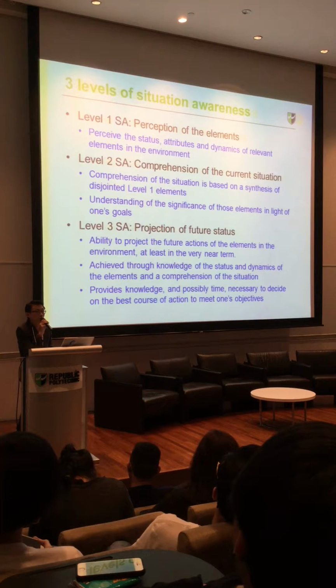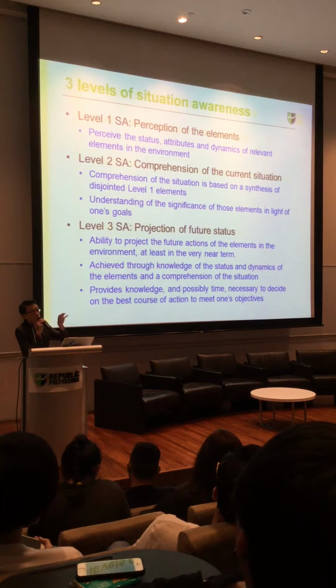Only when you reach level 2, comprehension, when you start to put things together: steps, steep, danger, you might trip and fall, roll down the stairs. These are comprehension. You put what you observe in level 1 together, jumble them together, and you start to think. That's comprehension. Level 3 is projection of the future state, predicting what might happen in the future.